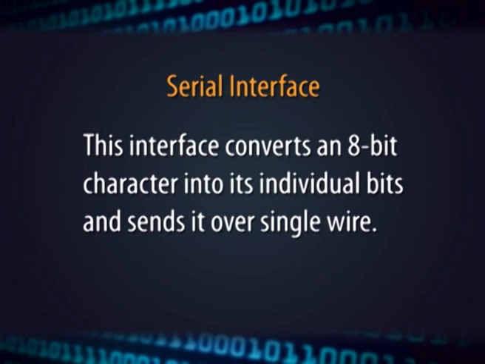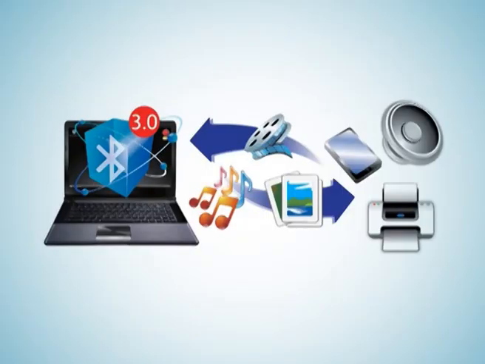Let us now take up details of serial interface. As the name implies, this interface converts an 8-bit character into its individual bits and sends them over a single wire. This wire or communication link is popularly called a channel. Earlier, this link was always a wire, but nowadays it is easy to use a wireless link such as Bluetooth to transfer data between two modules, such as a computer and its peripherals.